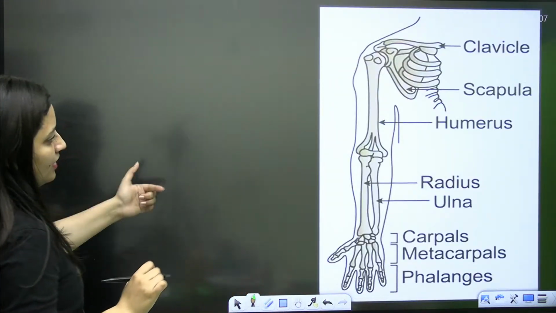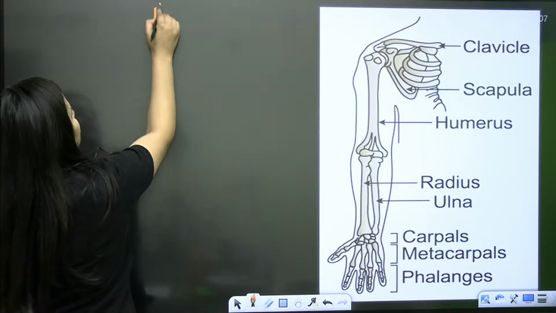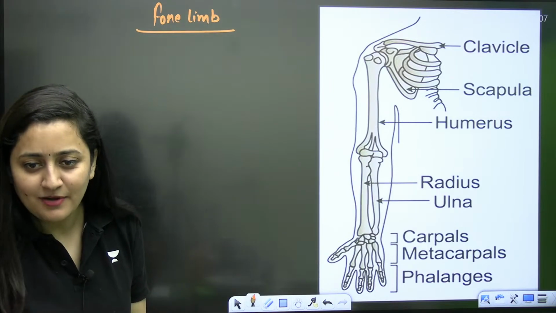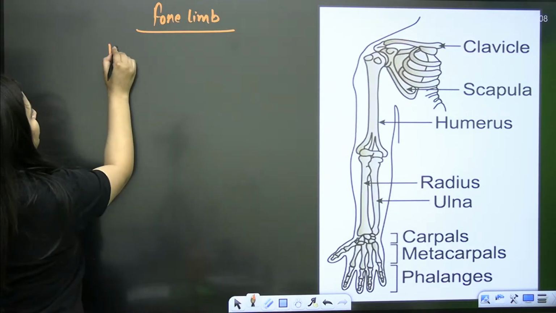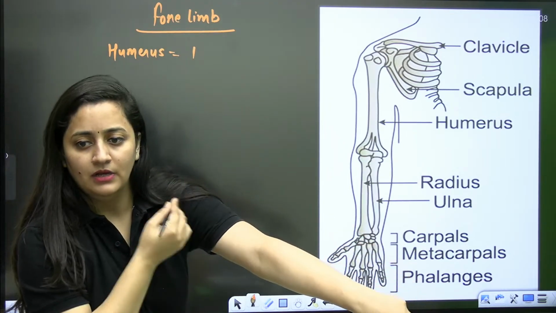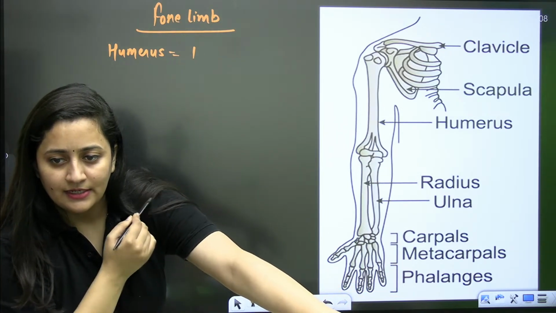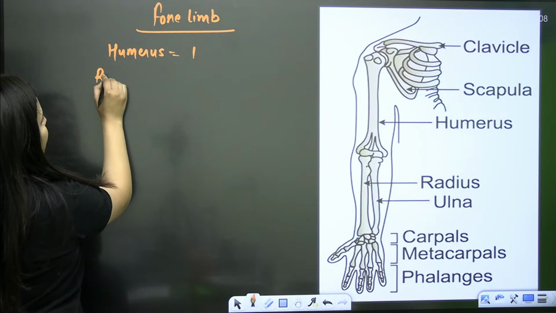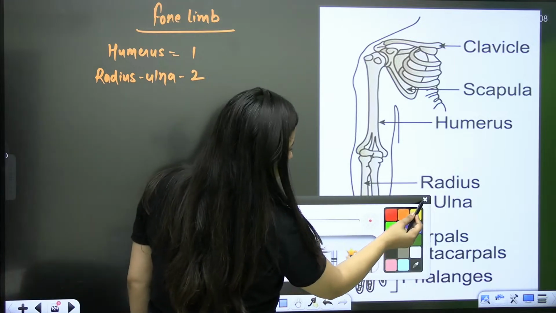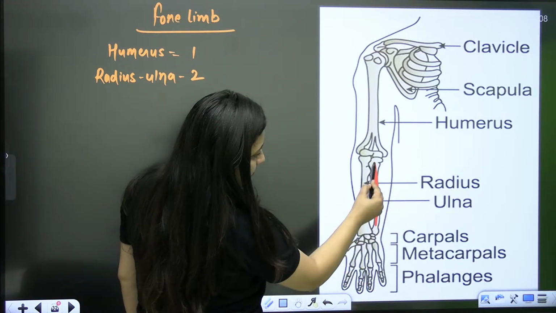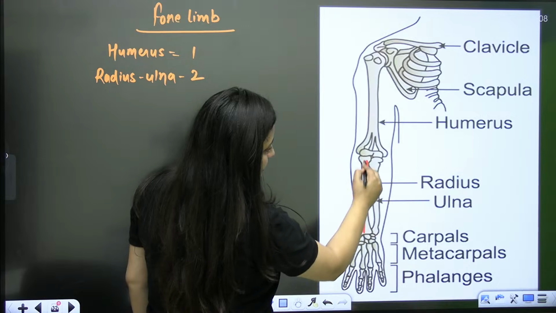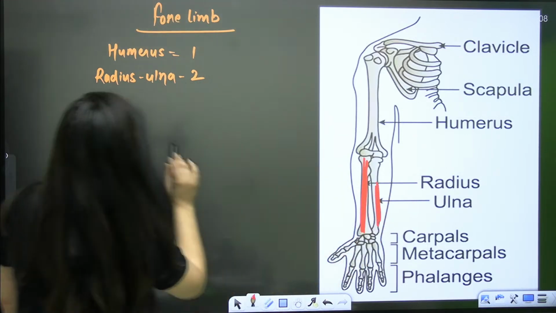Now firstly let's talk about the forelimb first. Humerus, 1. This is the long bone of the forelimb. Then radius and ulna, they are total 2 bones. See this. This one is the radius. This one is the ulna. Can you see that? Total 2.